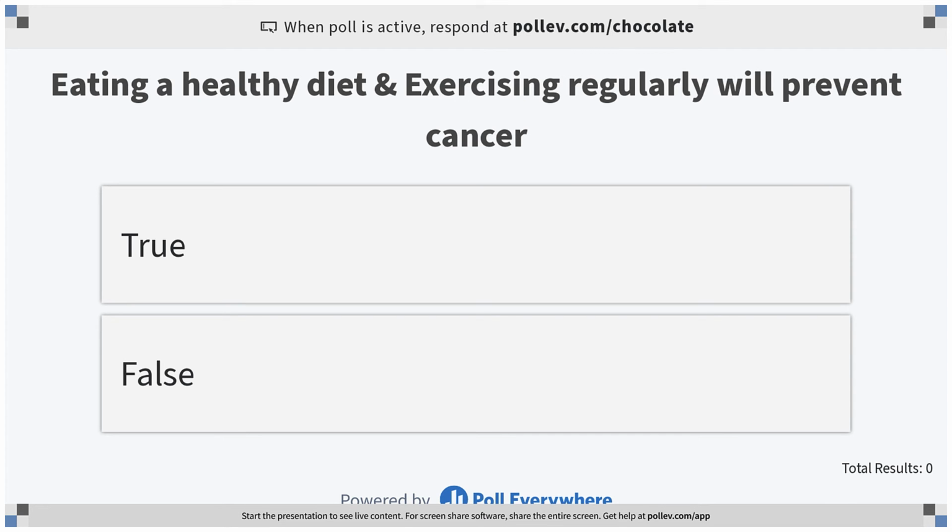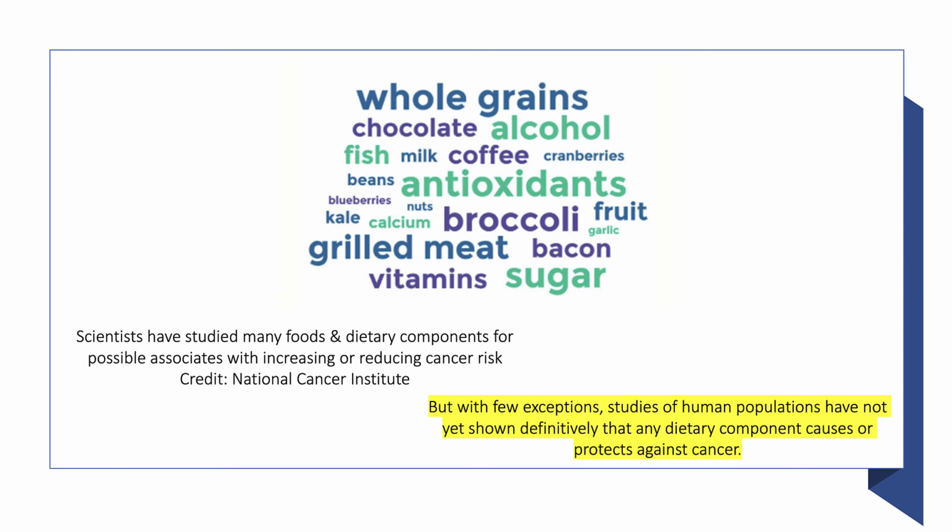Eating a healthy diet and exercising regularly will prevent cancer. The answer to this is false. With few exceptions, studies of human populations have not yet shown definitively that any dietary component causes or protects against cancer. If you see that this diet, this supplement, these behaviors will prevent cancer, that's a red flag. What these should be saying is may help reduce risk.